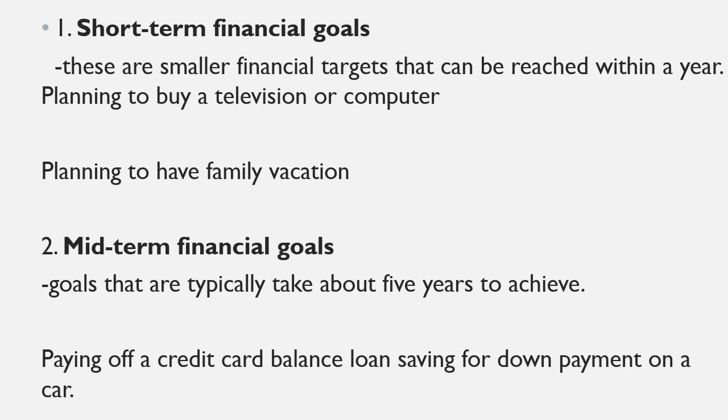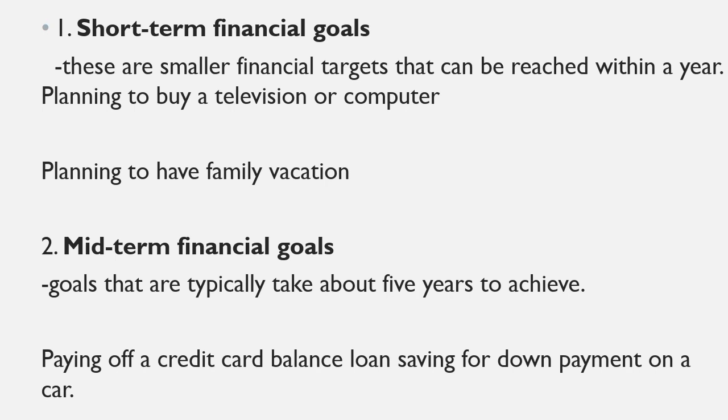First, short-term financial goals. These are financial targets that can be reached within a year. Example, planning to buy a television or computer, or planning to have a family vacation. Second, mid-term financial goals. These goals typically take about 5 years to achieve. Example, paying off a credit card balance or loan, saving for a down payment on a car.